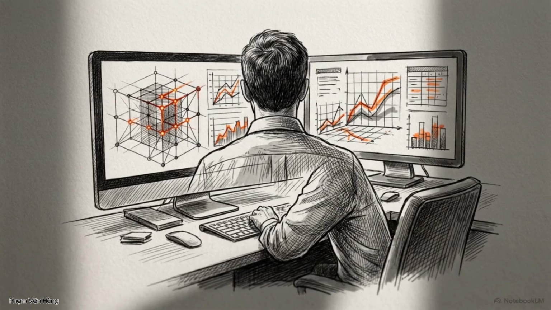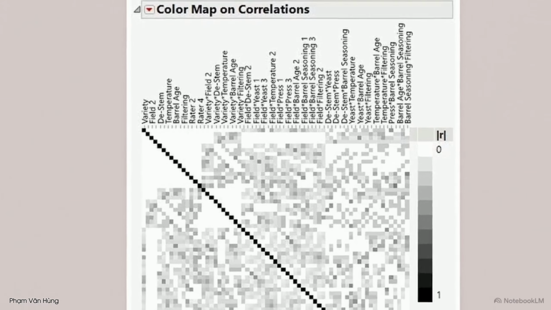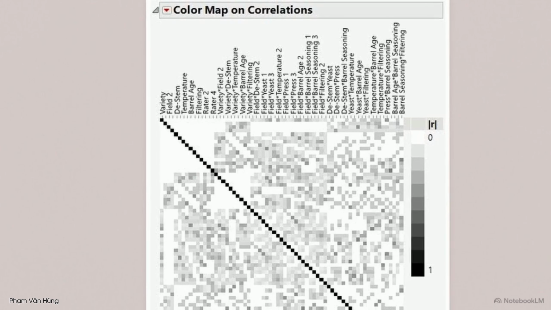Before we run the physical experiment, we need to mathematically audit its integrity in the design evaluation section. This is the color map on correlations. The 15 squares in the top left corner represent our main experimental effects. Pure white indicates 0 correlation, meaning the effects are perfectly orthogonal. The black diagonal line simply shows each element perfectly correlating with itself.